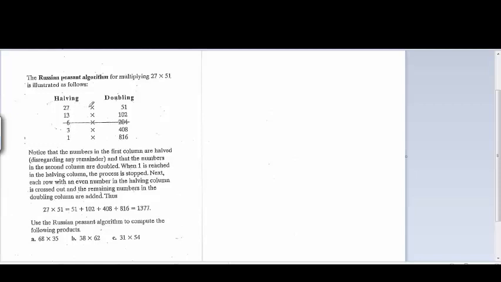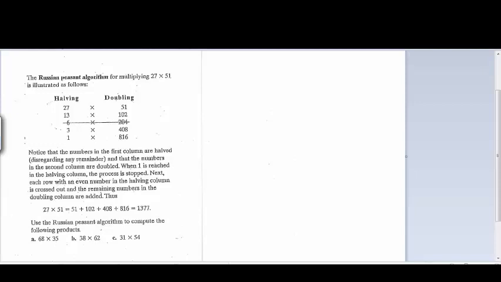So with the other factor, we're going to double that one. So 51 times 2 is 102, times 2 is 204, times 2 is 408, and then times 2 is 816. We then look only in the column here for halving, and we cross out the even numbers. So we're crossing out the even 6 and the doubling 204. The answer to the problem will be the remaining doubled numbers added together. So in this case, 51 times 27 would be 1,377. So I'll do another example for you.